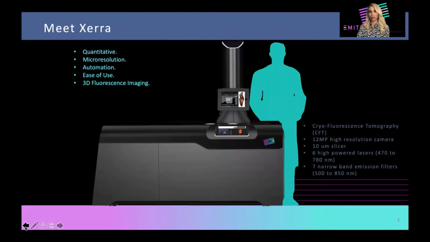So how do we accomplish this at Emit Imaging? We do so with our cryofluorescent tomography platform, Xerra. Xerra features a 12 megapixel high resolution camera, a 10 micron slicer, 6 high powered lasers ranging from 470 to 780, and 7 narrow band emission filters. This allows for our platform to offer 3D high resolution imaging that is quantitative, features micro resolution, automation, and ease of use.